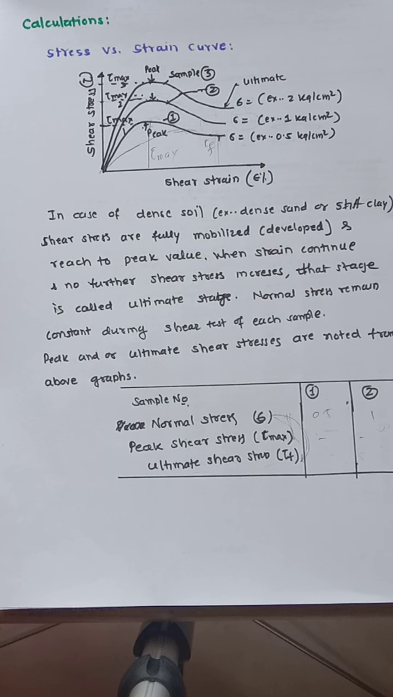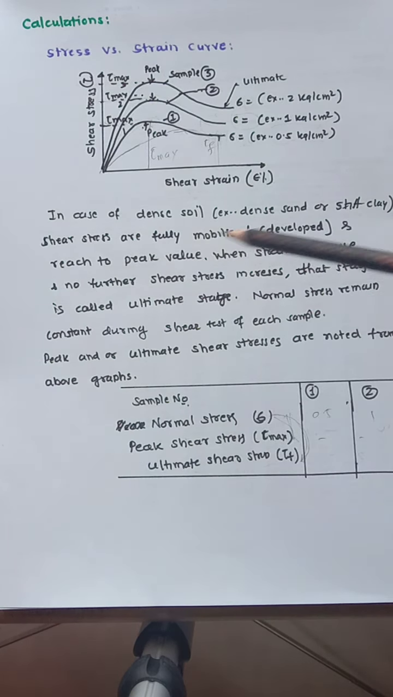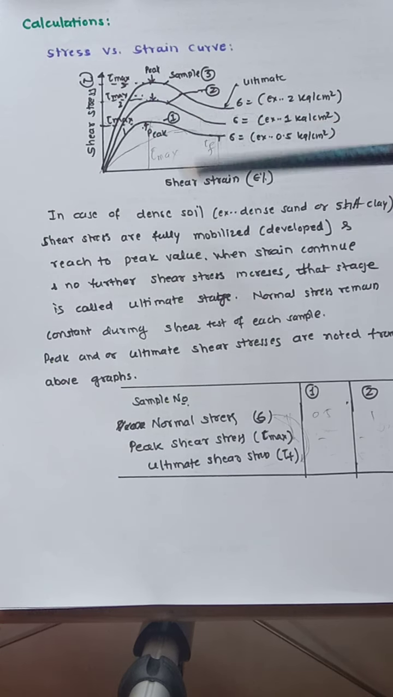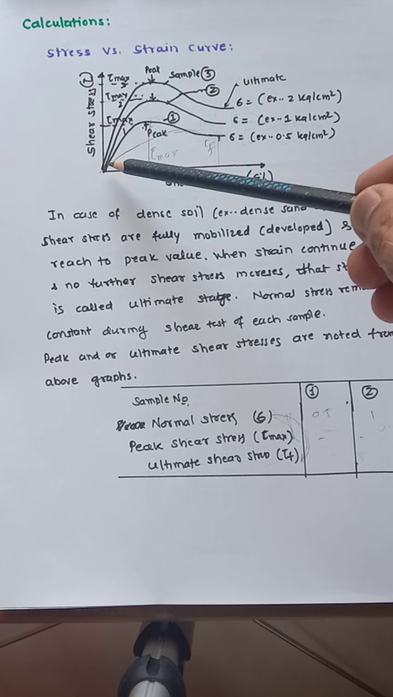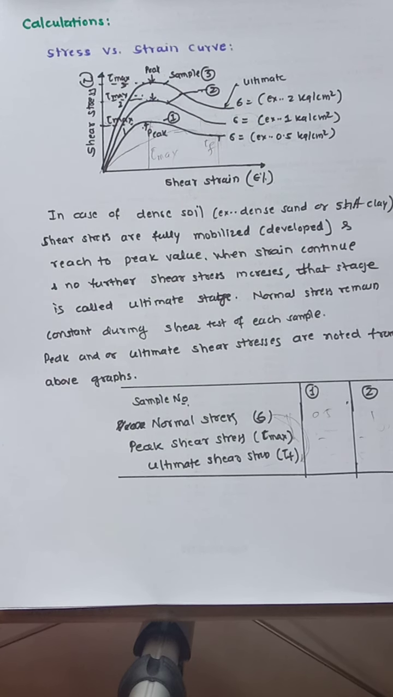Now when my normal stress is 0.5 in the first table, this table is repeated for the second sample with double the normal stress, that is 1, and then the third sample again double, that is 2 kg per cm square.